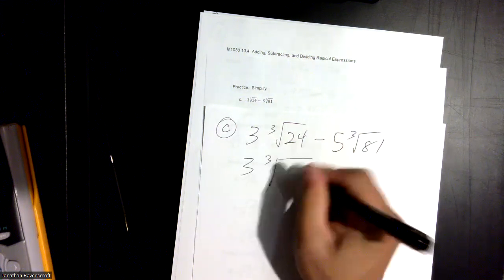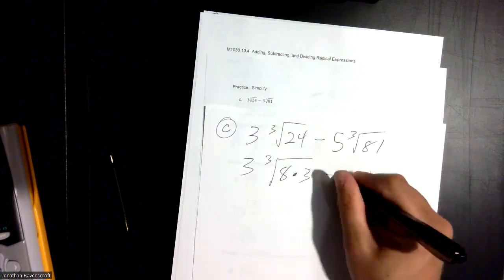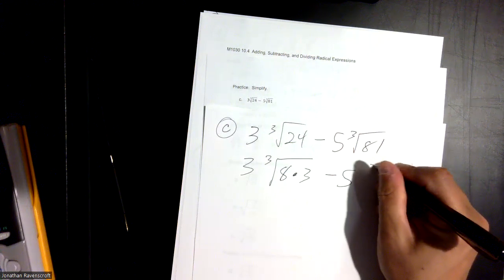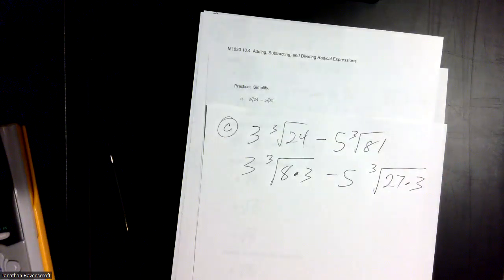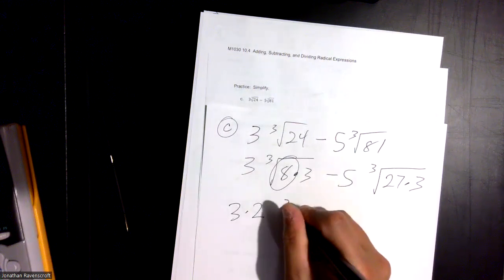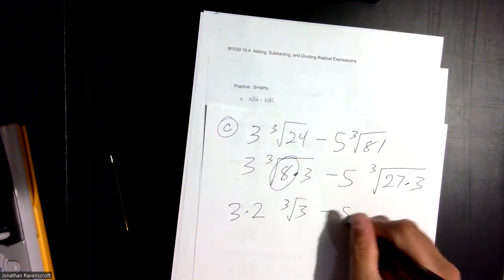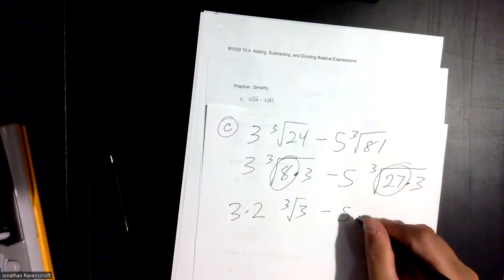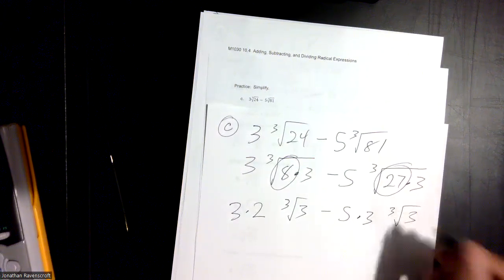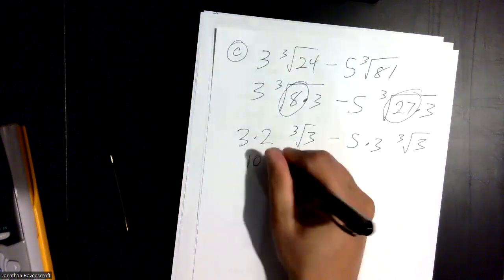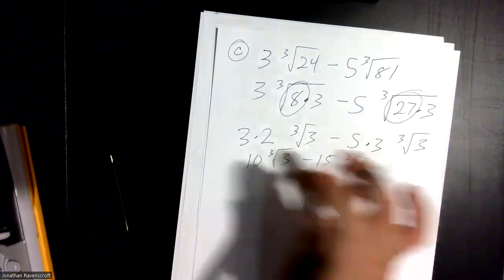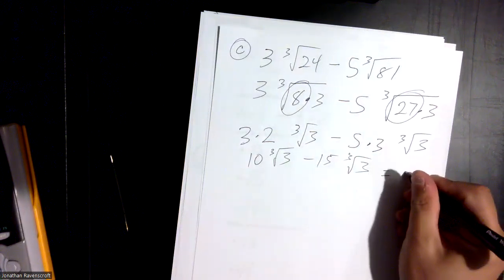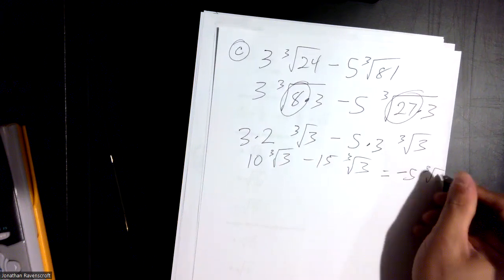Cube root of 24 is the same as 8 times 3, minus cube root of 81 is 27 times 3. Cube root of 8 is 2, so that's 3 times 2 cube root of 3 minus 5 times cube root of 27, which is 3, cube root of 3. Which is 10 cube root of 3 minus 15 cube root of 3. 10 minus 15 is negative 5 cube root of 3.